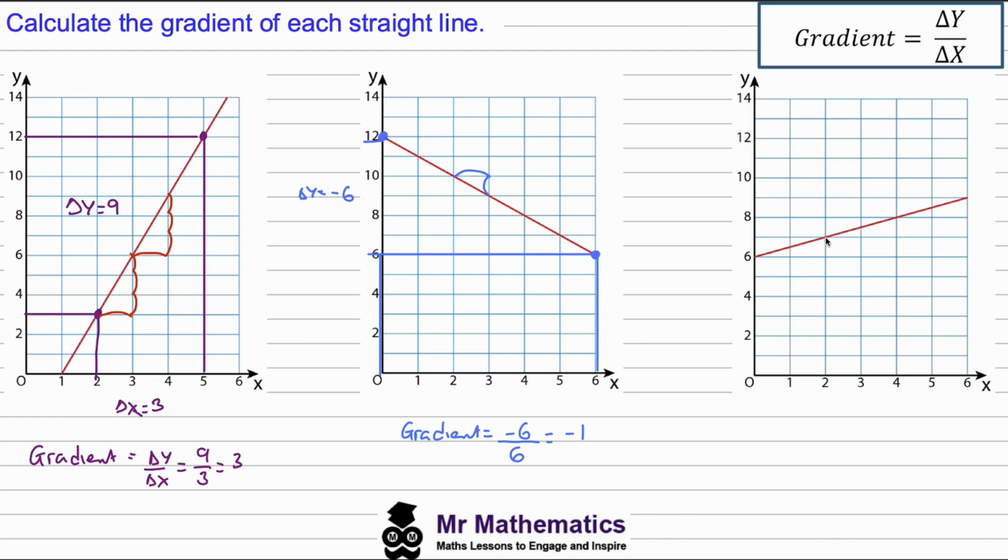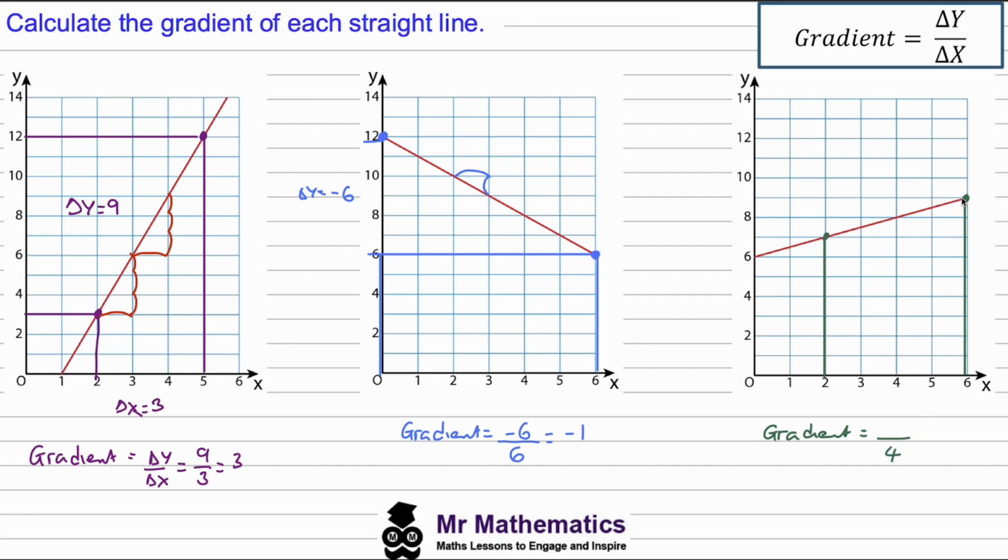So for our next one, we'll pick 2 points, this point and this point. You can see the change in x is from 2 to 6. So a gradient will be the change in y divided by 6 take away 2, so 4.